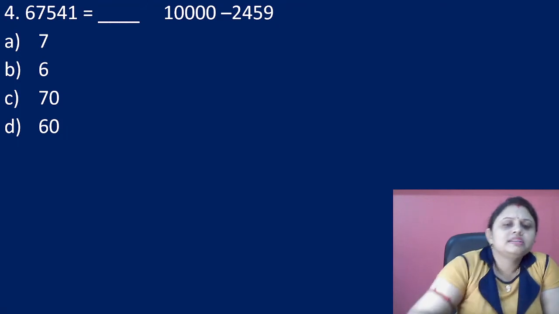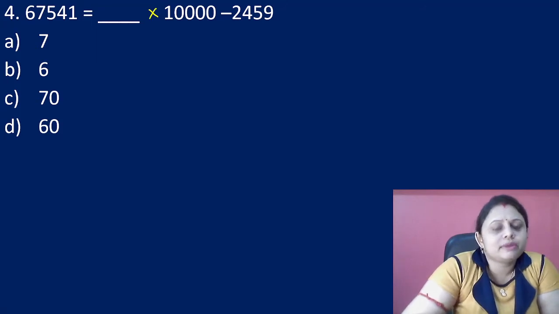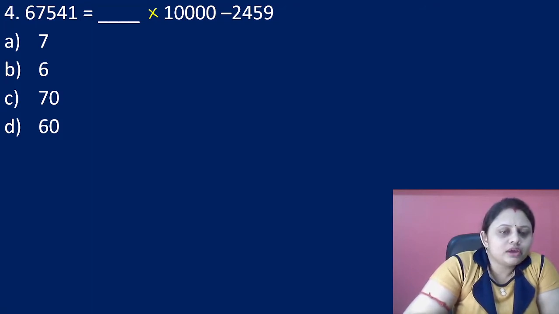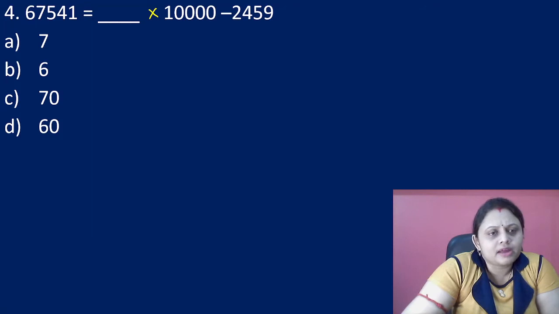67541 is equal to dash into 10,000 minus 2459. Okay, so this is the number. We have to find this blank place. Okay, how to find out? We can see that this number is equal to this much minus 2459.